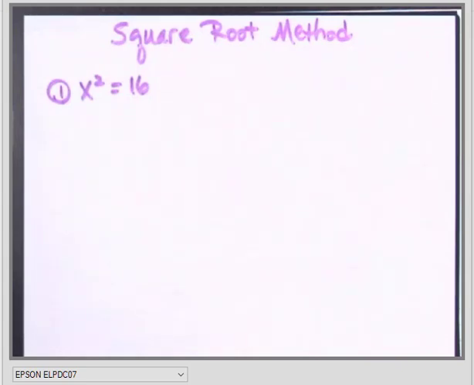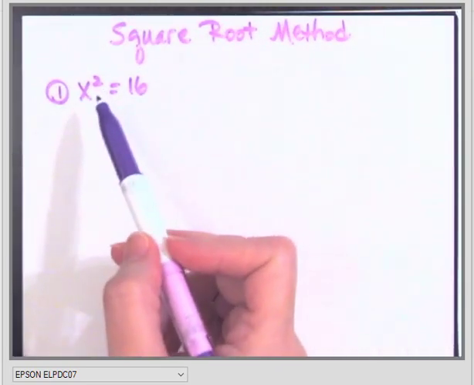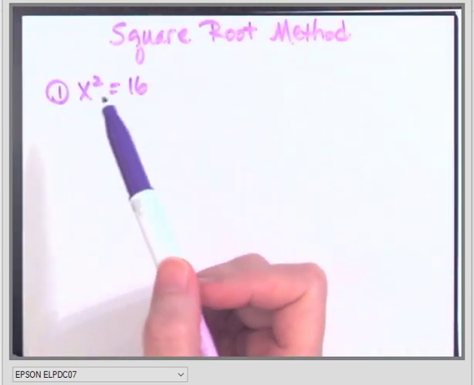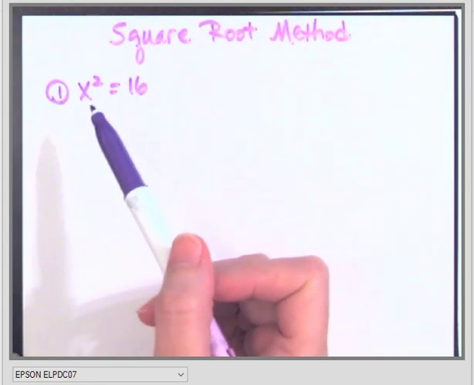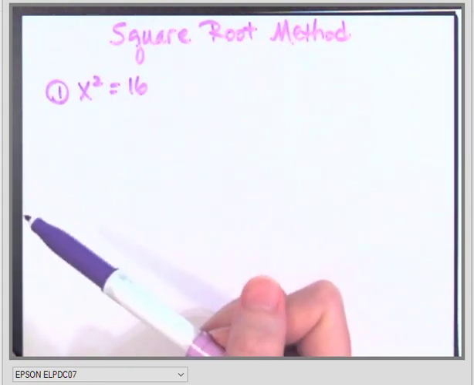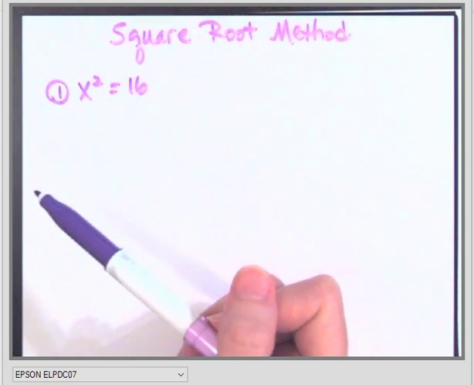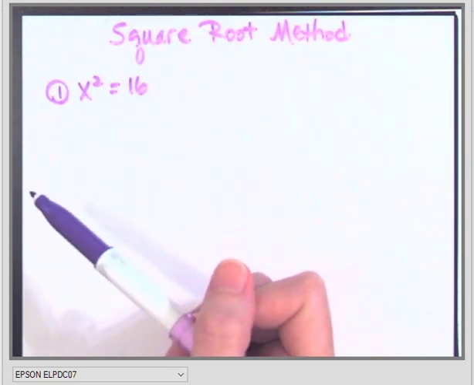Hello, today we're going to be using the square root method to solve quadratic equations. Here we have x squared is equal to 16. I know that it's quadratic because my highest exponent is 2. Our goal is to find out what x is, so we think about how we would solve if this were a linear equation. We would think about operations that undo each other.